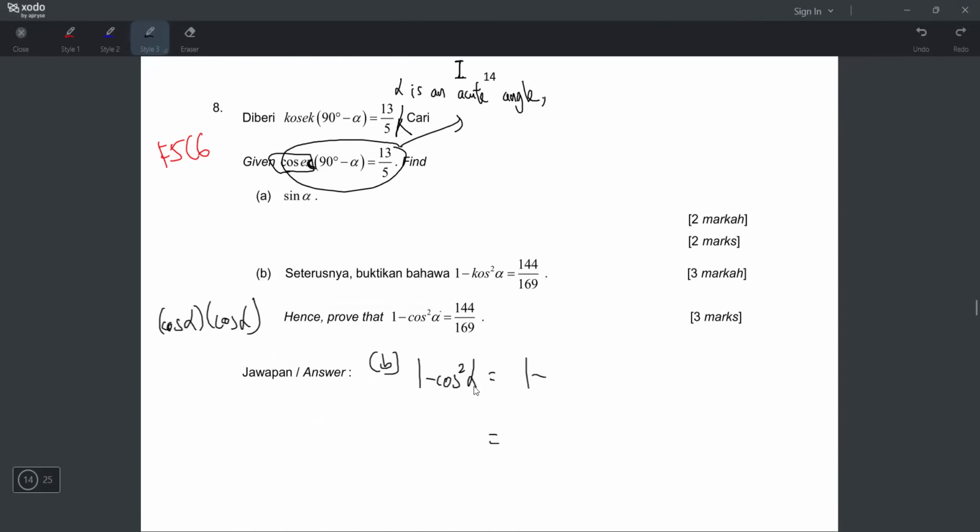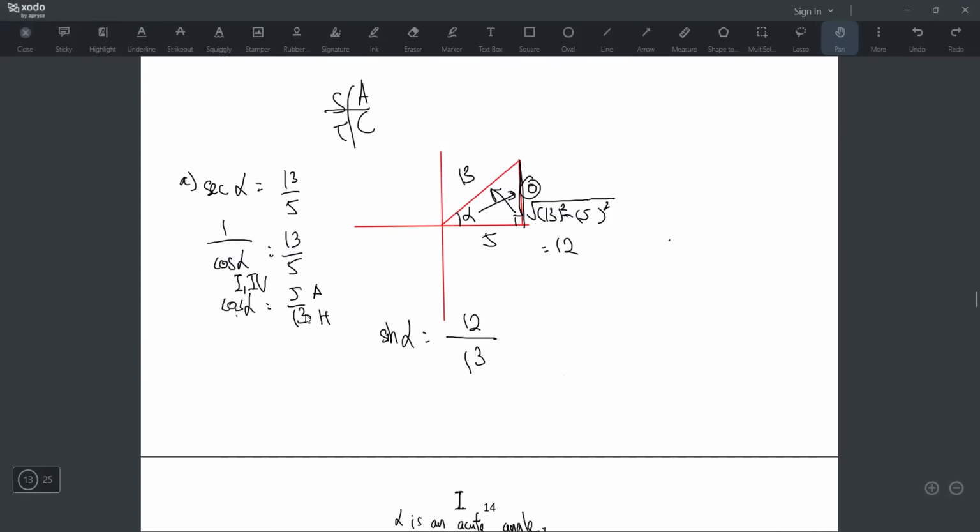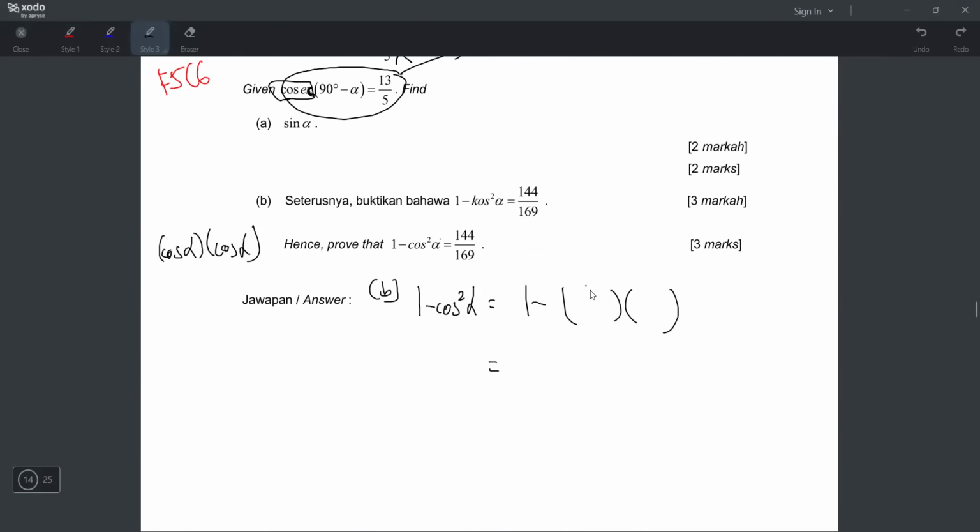Okay. So if I want to find cos square alpha, what do we do? Just do cos alpha times cos alpha. And what is cos alpha? Here there is already 5 over 13. Or if you want to look at the right angle, you can also find it. Cos is A over H, 5 over 13. So positive 5 over 13.